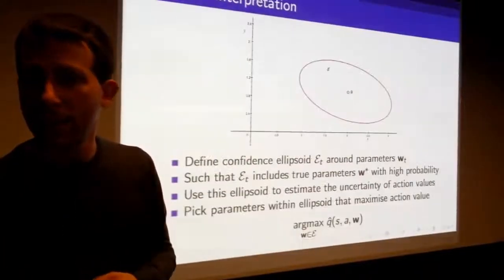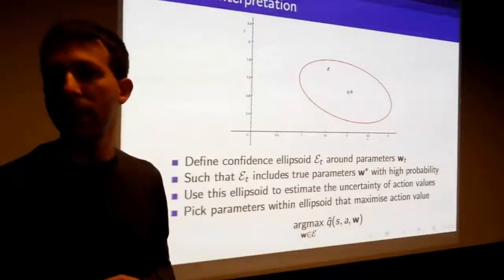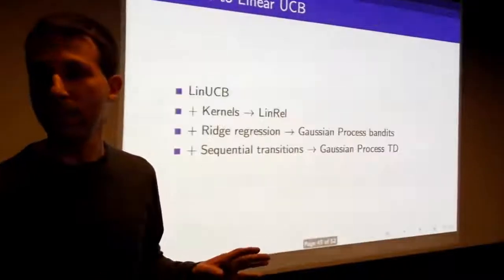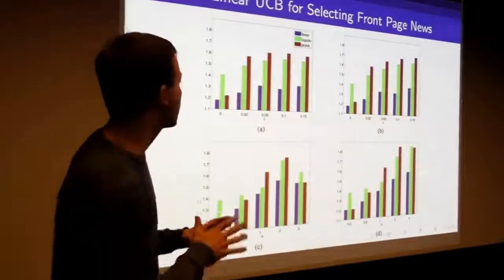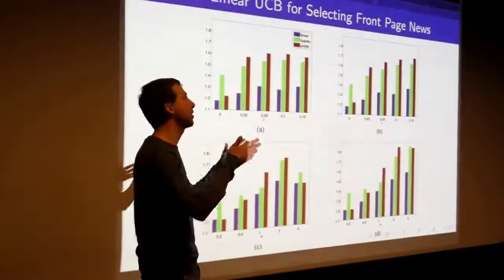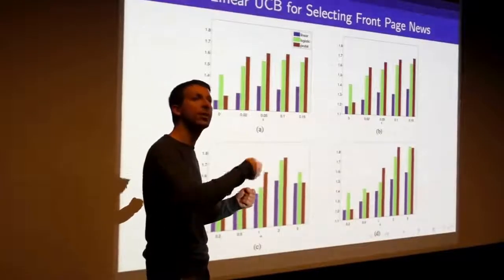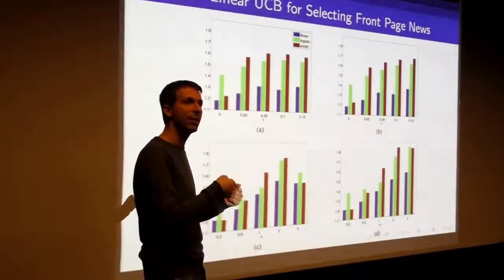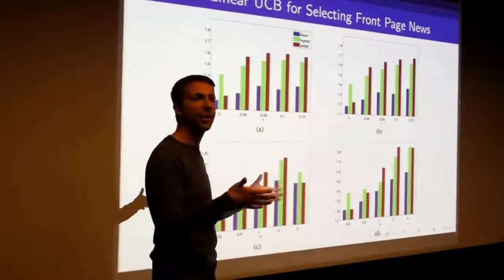I think you can just read about this. And there's an example that's taken from Yahoo. This is the front page news problem, where they use contextual bandits to select what news article to recommend to an individual based on the statistics they've seen about that individual.